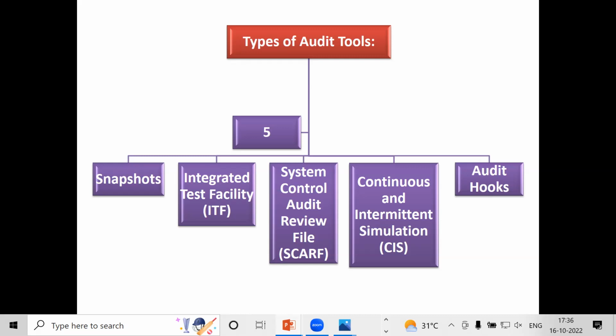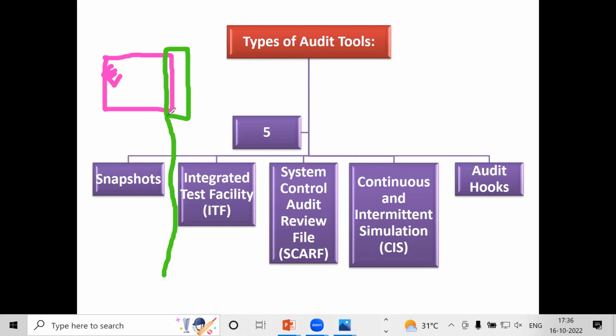Second one is ITF, integrated test facilities. What is this integrated test facilities? You have a server. In the server, you have installed, let us say, ERP. Now, when ERP is installed, as an auditor, you will also form a separate entity, and you will create a dummy entity here. This will be attached to the ERP. Now you will also forward the data. The data is getting processed and ultimately it is stored in the database.